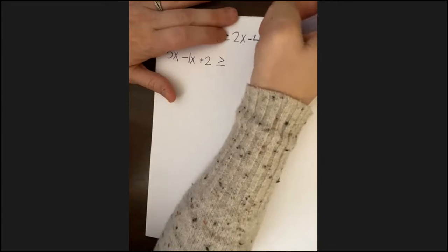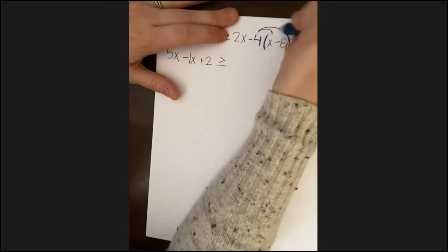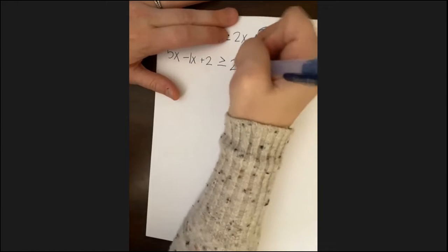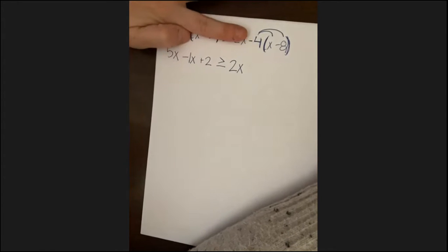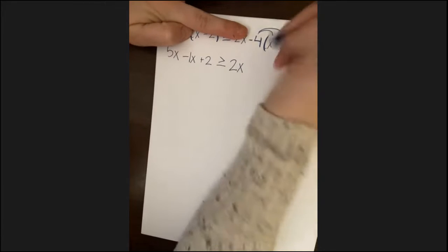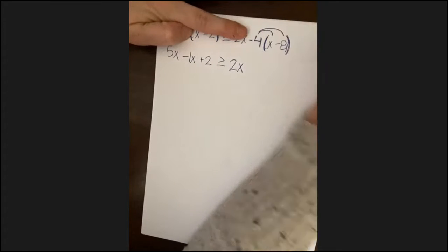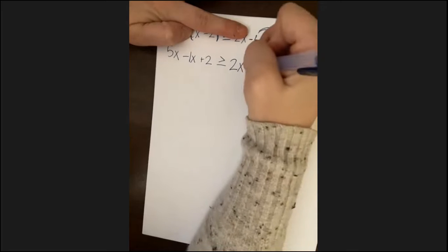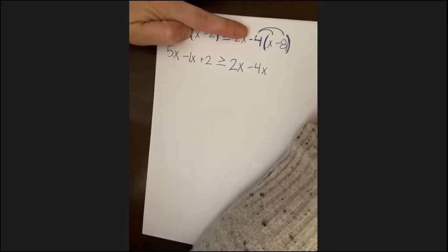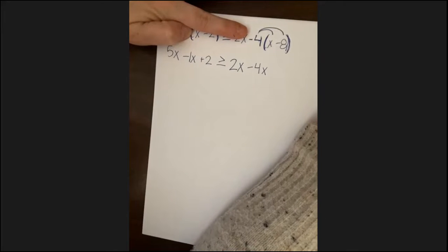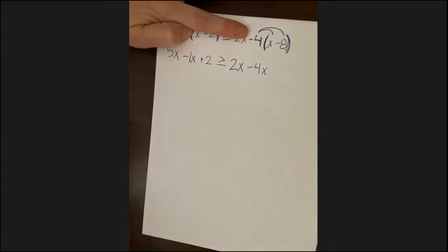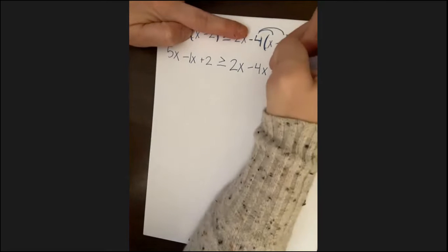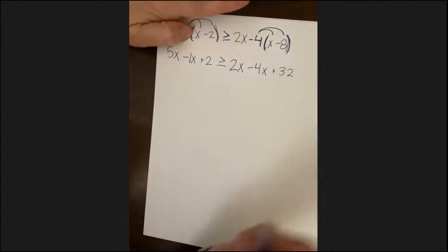This negative 4 is what needs to be times by everything on the inside. So I'm going to just write the 2x down. And if it helps, cover up the equation that you're not working with. So what's negative 4 times x? Negative 4x, right? And then what's negative 4 times negative 8? A positive 32.